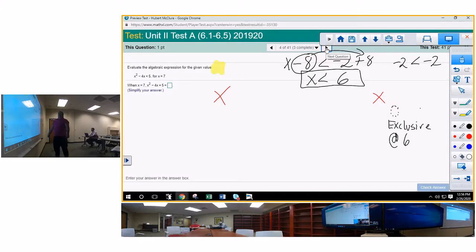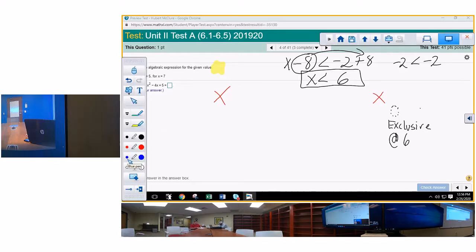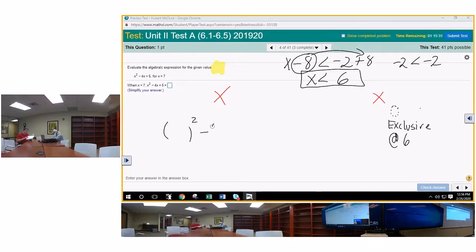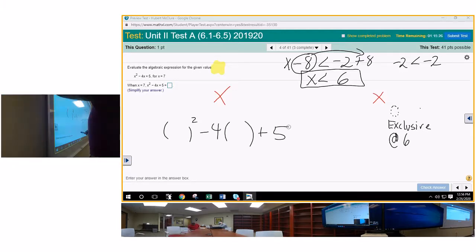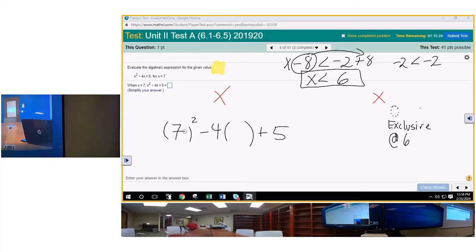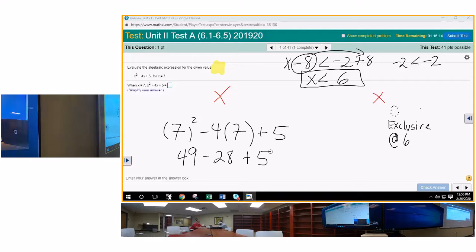Evaluate the expression. Evaluate means plug and what? Plug and chug. So here we go. Plug and chug. Parentheses squared minus 4 times parentheses plus 5. And what goes in the parentheses? 7. 49 minus 28 plus 5. What is that? 21 plus 5 is 26.